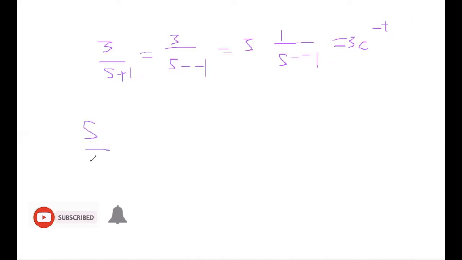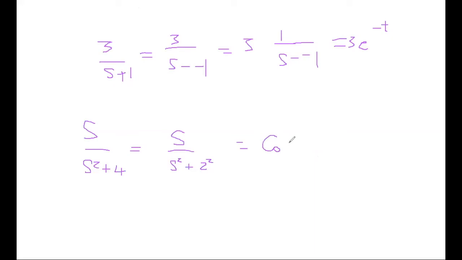S over s squared plus 4 is the same thing as s over s squared plus 2 squared, because 4 is the same thing as 2 squared. So this will give us cos 2t.